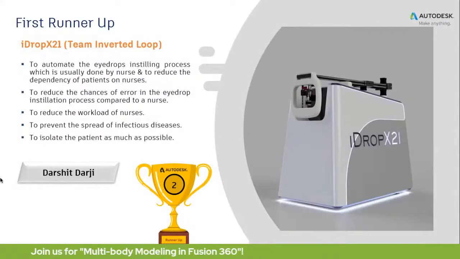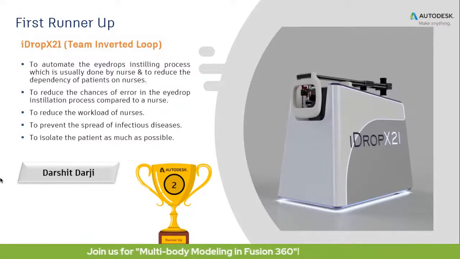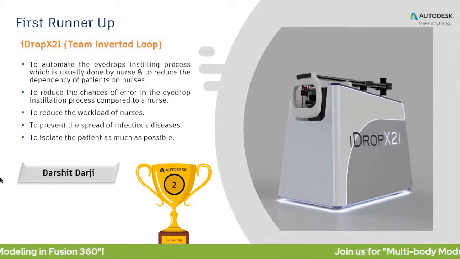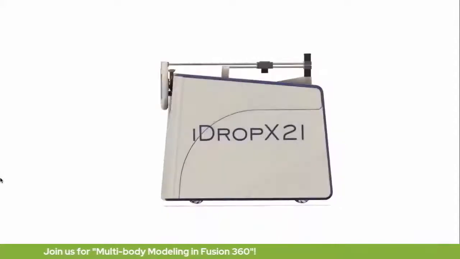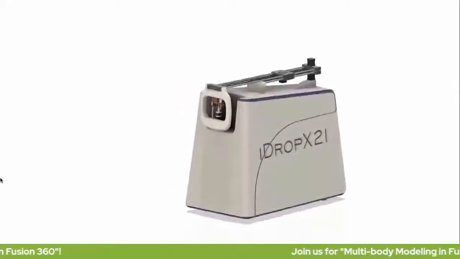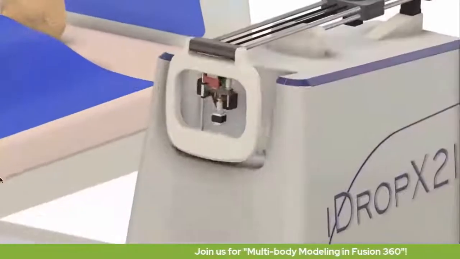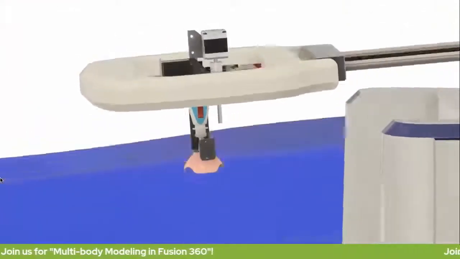Another of the best projects of this competition was eye drops by team Inverted Loop, and this is very useful for medical purposes, for the eye drop installation process, as we can eliminate human interference. Let's see the animation video. This is designed by Darshit Darji from BVM College of Engineering at Gujarat. He is a student of the Electronics and Communication branch.